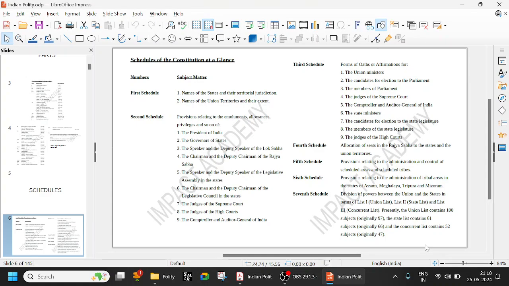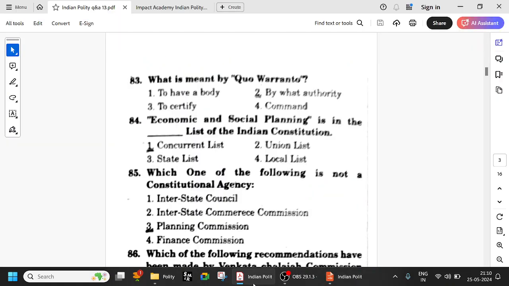Okay, so you also have to look at what kind of things are there in the particular list. Your union list will usually have banking, post office, defense, and all those things which need a certain uniformity. State list, the most prominent ones, agriculture, law and order. Okay, and concurrent list will have education, weights and measures, newspapers and all those things. So just go through these lists. It's very important.